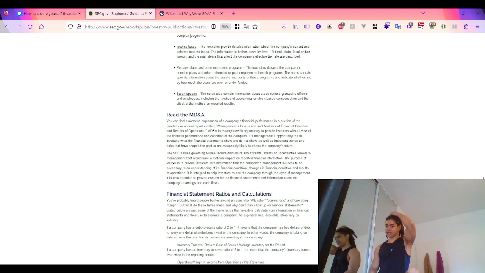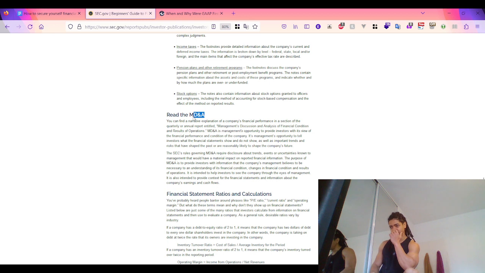The purpose of the MD&A is to provide investors with information that the company management believes to be necessary to understanding its financial condition, changes in financial condition, and results of operations. So it is intended to help investors see the company through the eyes of management. It is also intended to provide context for the financial statements and information about the company's earnings and cash flow.